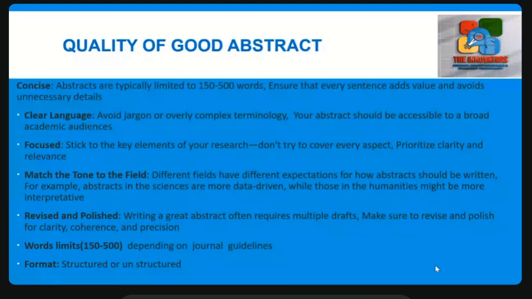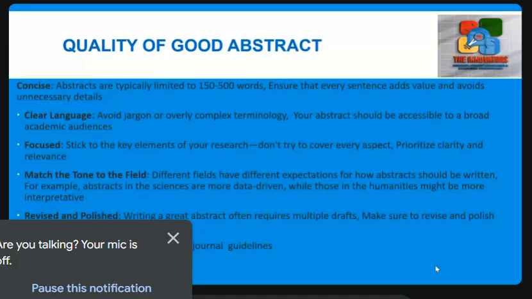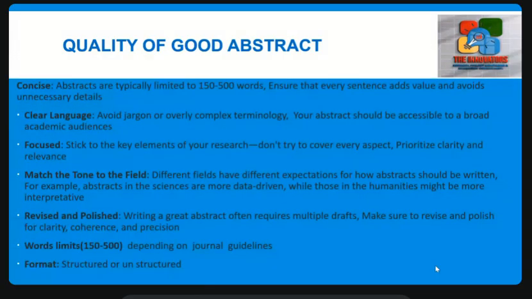quality is the structure of the abstract. As I said earlier, the structure here can be structured or unstructured. When I say structured, I mean that the abstract has subsections, but when I say unstructured, the abstract does not have subsections. It is written in the form of a paragraph, but when you read inside, you find each section is broken within the paragraph.